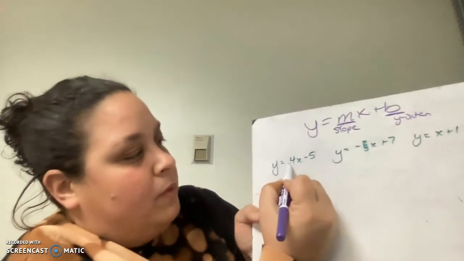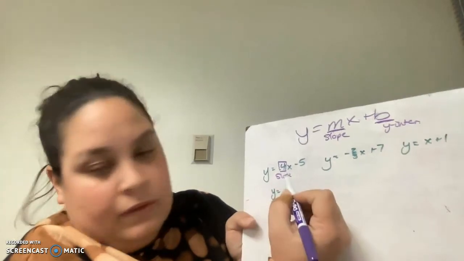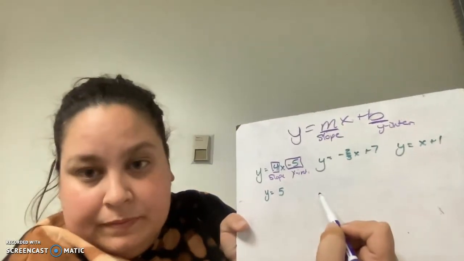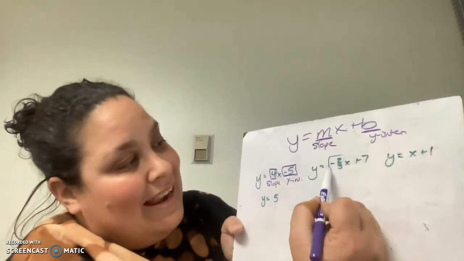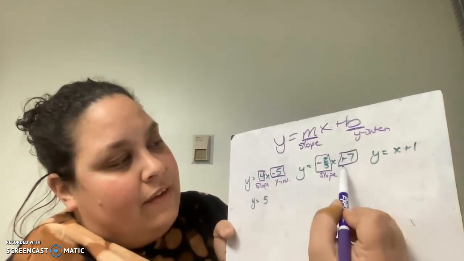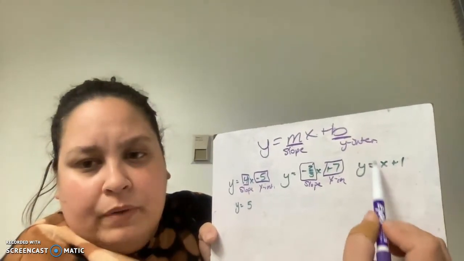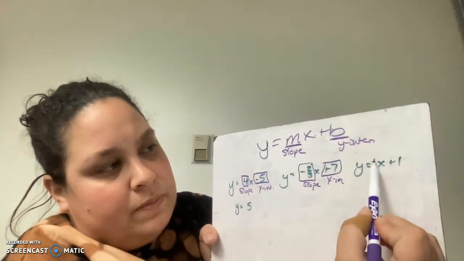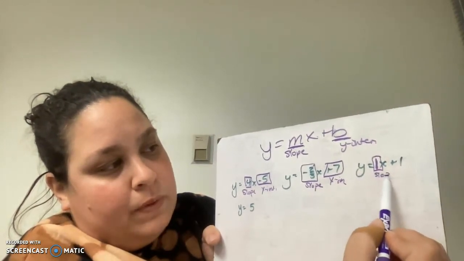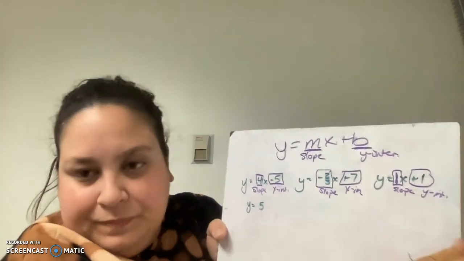So for instance, this first problem, this 4 is my slope. This -5 is my y-intercept. And this one, -2/3 is my slope. +7 is my y-intercept. And this one, notice there's no number right here in front of x, but remember we can always put a 1 there. So in this case, my 1 is my slope. And then over here, I also have a +1 as my y-intercept.